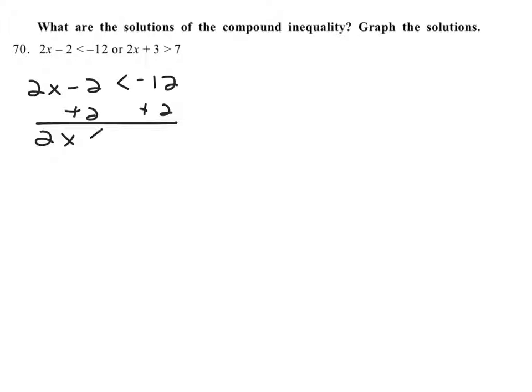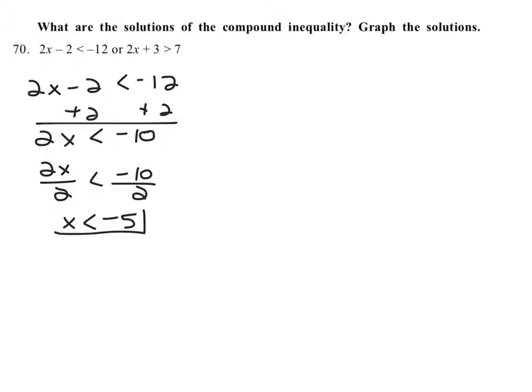2x is less than negative 10. Be careful with your integers, positives and negatives. And then dividing by 2, which is the coefficient of the variable, we've got x is less than negative 5. That's one portion of this.